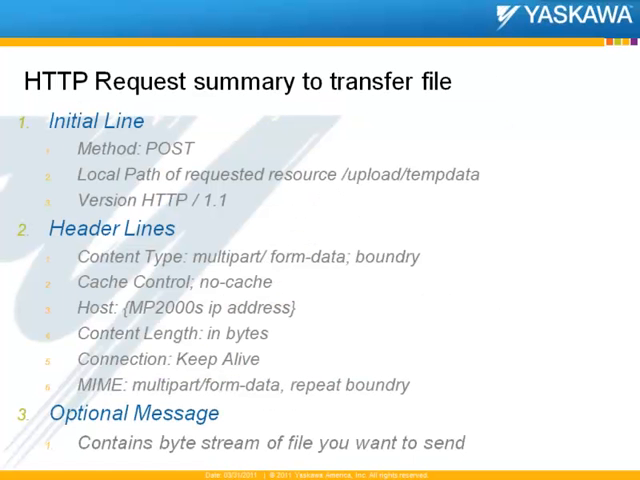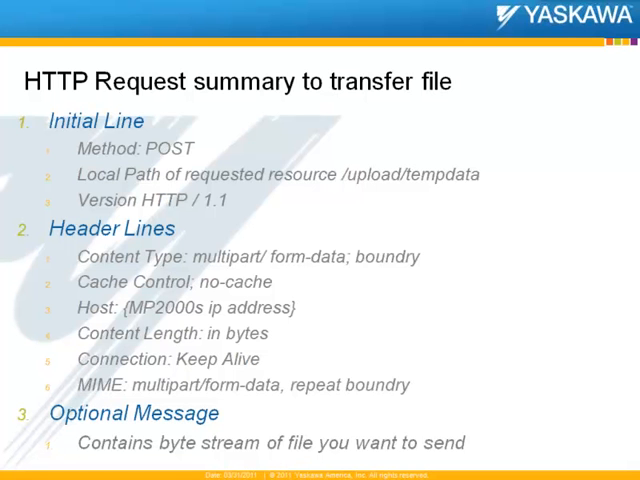Just a brief overview, to help simplify the understanding of an HTTP request. The HTTP request usually consists of three or four parts: an initial line, the header lines, which could be multiple lines, and then the optional message part. In the initial line of an HTTP request, you state the method, which in our case we recommend POST, then the local path of the requested resource, which is the IEC controller, and then the version of the HTTP protocol. In the case that I've used successfully, HTTP 1.1 for sure works.